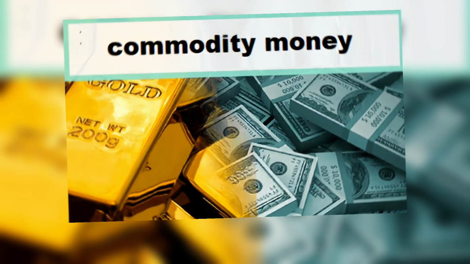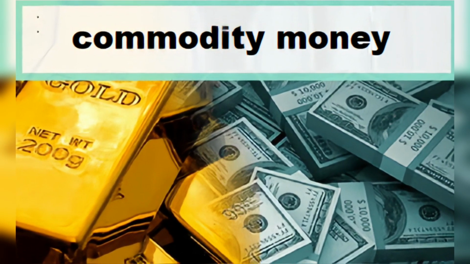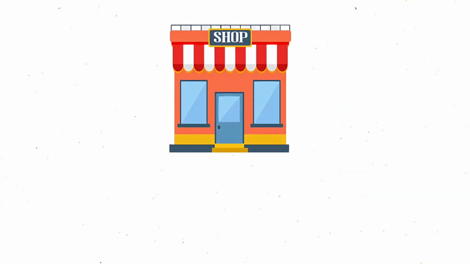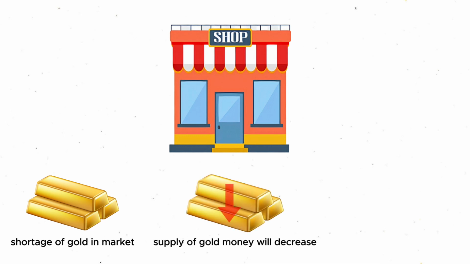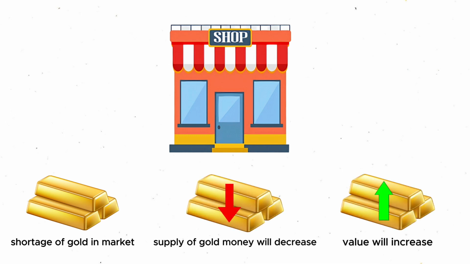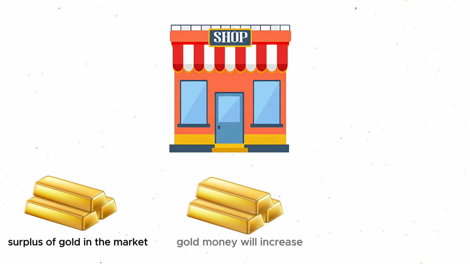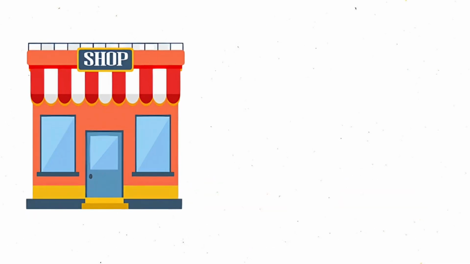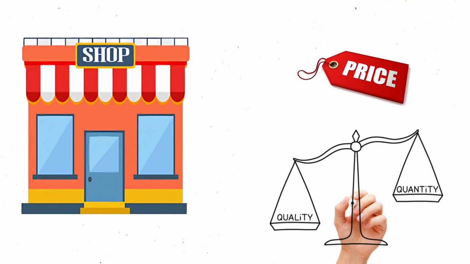For commodity money, the main factor that determines the amount of money in circulation is the availability and production of the commodity itself. For example, if there is a shortage of gold in the market, the supply of gold money will decrease and its value will increase. Conversely, if there is a surplus of gold in the market, the supply of gold money will increase and its value will decrease. The market forces of supply and demand regulate the price and quantity of commodity money.